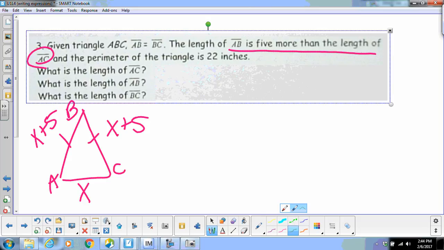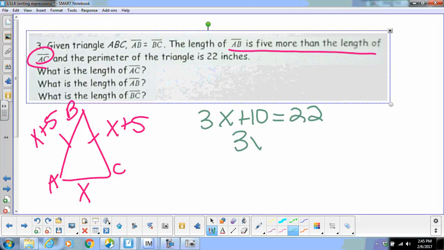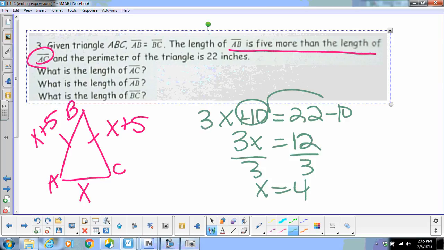So when we add them all 3 up this time, we get 3x plus 10 equals 22. So we're going to subtract our 10. 3x is going to equal 12. And x is going to equal 4. Okay, but this time x is only AC, so that's going to be our 4. And then we had to do 4 plus 5, which makes AB and BC both 9. Okay, so you need to do 2 and 4. Those are your remaining 2 triangle problems.